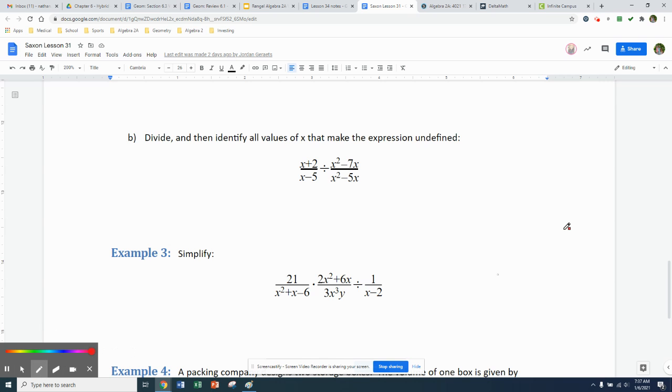So heading to our first problem here, we have x plus 2 over x minus 5 divided by x squared minus 7x over x squared minus 5x. I am going to keep that first fraction the same, so x plus 2 divided by x minus 5 is going to stay the same. I'm going to change to multiplication, and then I'm going to use the reciprocal.